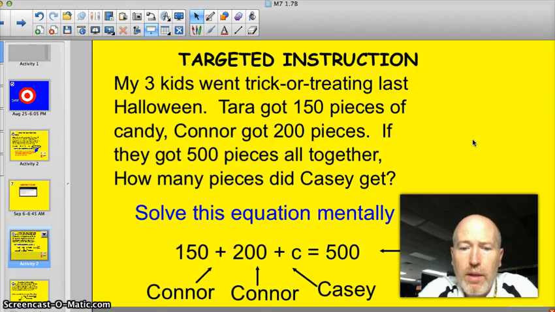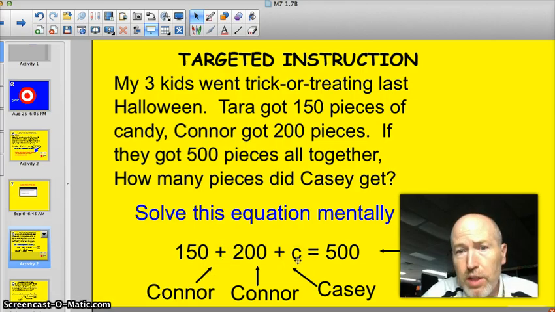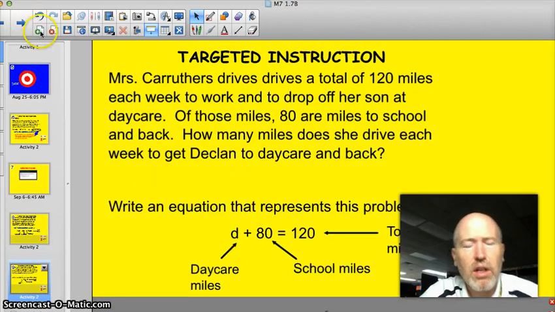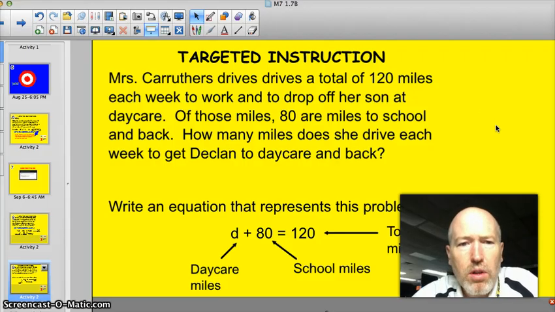Okay, I'm back. I would solve it like this. I got 200, and here's another 300, and now 350 pieces of candy. I'd need another 100 would make 450 plus 50 more would make 500. So Casey got 150 pieces of candy too. Must have been kind of a low Halloween. Those numbers are low.